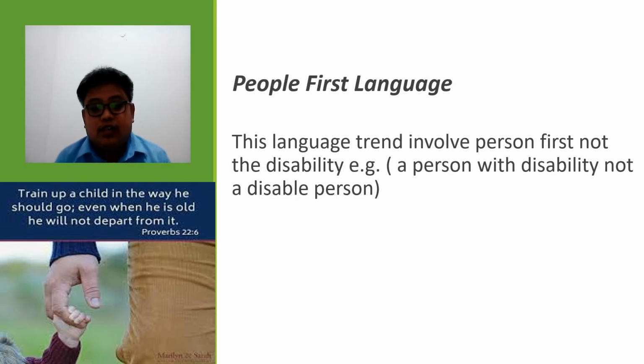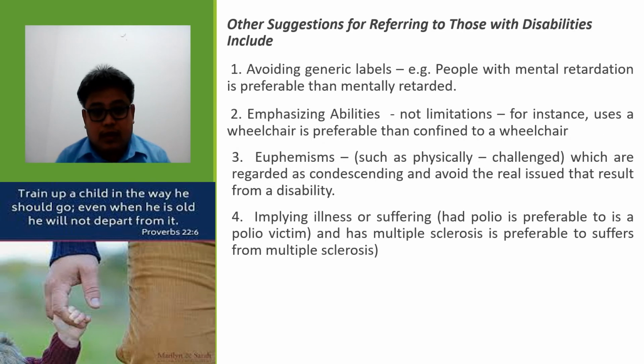People first language. This language trend involves putting the person first, not the disability. Example, a person with disability, not a disabled person. Other suggestions for referring to those with disabilities include avoiding generic labels. Example, people with mental retardation is preferable to mentally retarded. Emphasizing abilities, not limitations. For instance, uses a wheelchair is preferable to confined to a wheelchair.